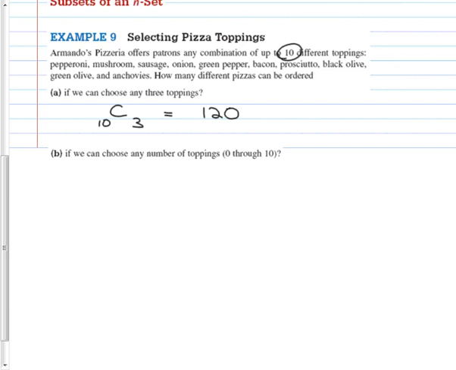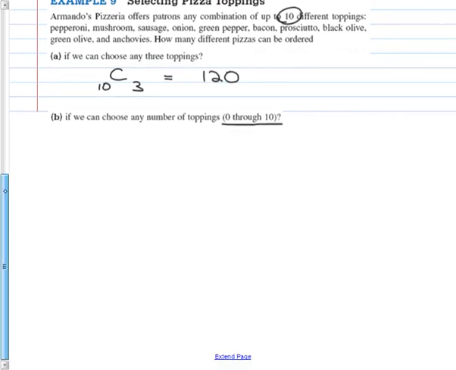Different question. If we can choose any number of toppings, 0 through 10. Now, I'm going to explain it to you 2 ways. That means from your 10, you may decide to choose 0. That's one possibility. Or, and I would add, from the 10, you choose 1. Or, all the way down to, from the 10, you decide to choose all 10 of them. This is true, but there's a shorter way of getting the same answer.